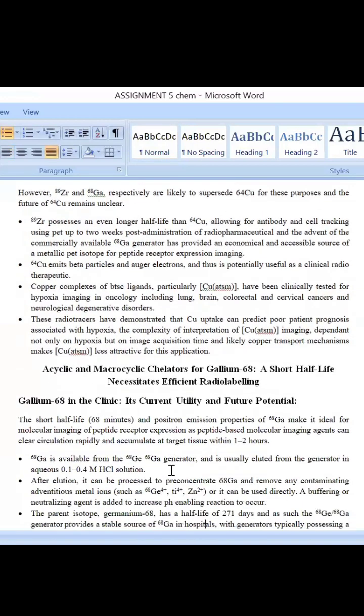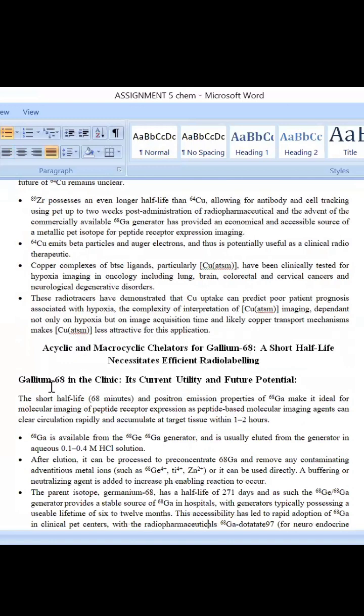Next is acyclic and macrocyclic chelators for gallium 68. Gallium 68 in the clinic, its current utility and future potential. The short half-life of gallium 68, 68 minutes, and positron emission properties of gallium make it ideal for molecular imaging of peptide receptor expression, as peptide-based molecular imaging agents can clear circulation rapidly and accumulate at target tissues within 1 to 2 hours.